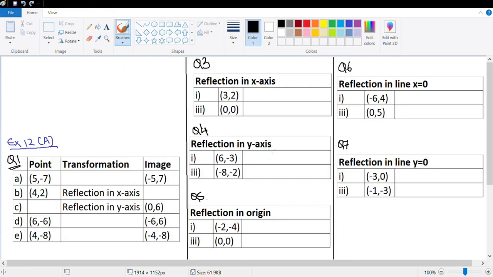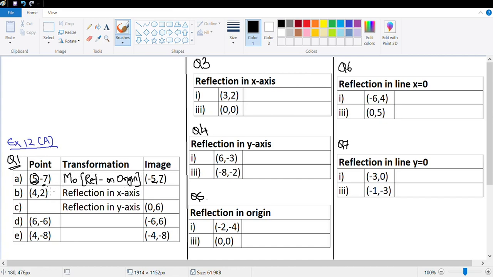Let's start the questions now. Let's look at exercise 12A, question number 1. It says complete the following table, the point is given, transformation is given, and the image is given. So in this one, we don't know the transformation. I notice that 5 becomes -5, which means the sign of the x coordinate has changed. And I notice that the sign of the y coordinate also has changed, which means both signs change, which means this is MO. Reflection on origin, not y-axis, my mistake.